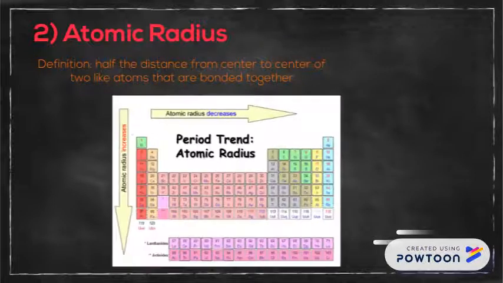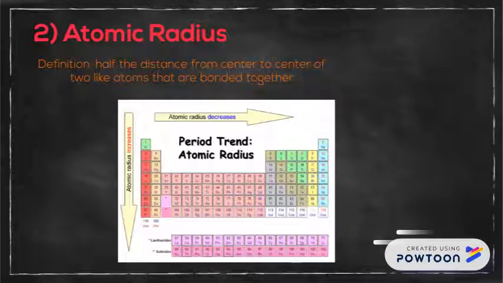Atomic radius decreases as you move across a group, as each atom has one more proton and one more electron than the atom before it has. The nuclear charge from the proton pulls the outermost electrons closer and closer to the nucleus and reduces the size of the atom.